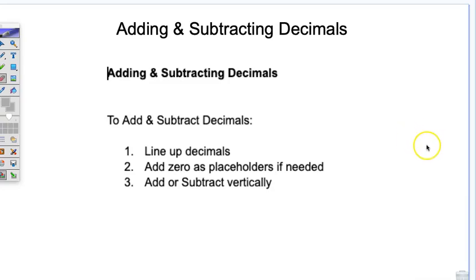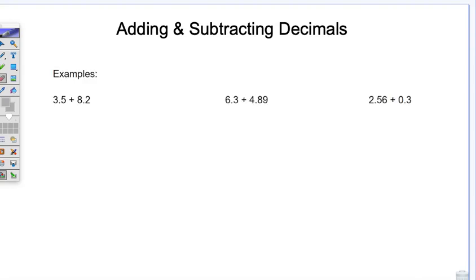Today's lesson is on adding and subtracting decimals. To add and subtract decimals, simply line up the decimals, add 0 as placeholders if needed, and then add or subtract vertically. Let's take a look at some examples.